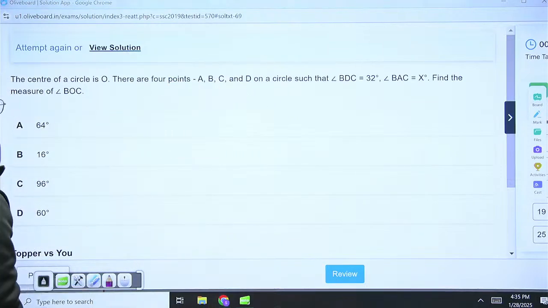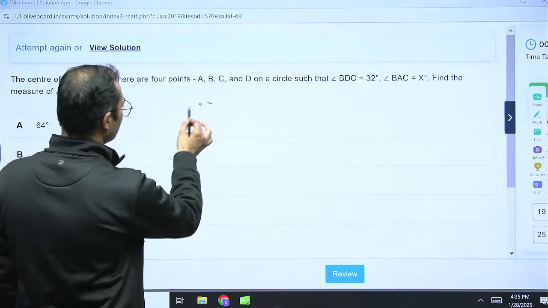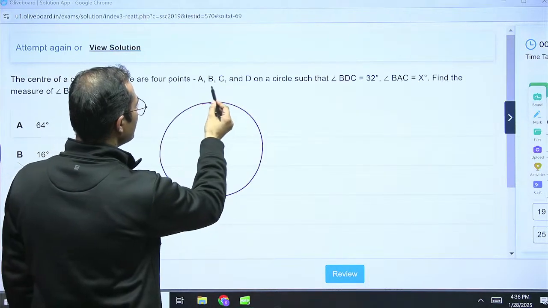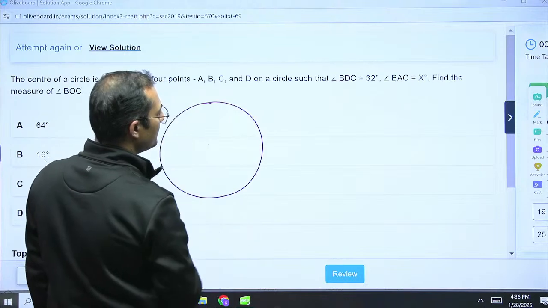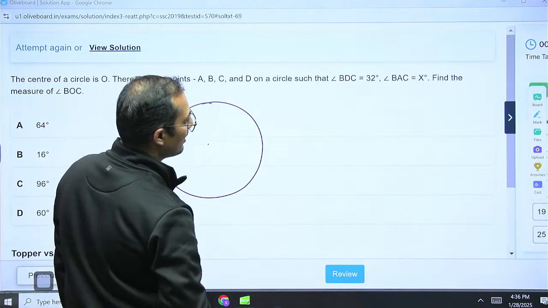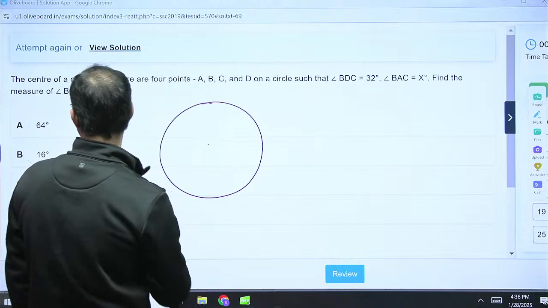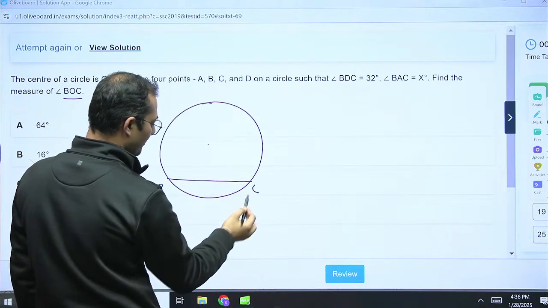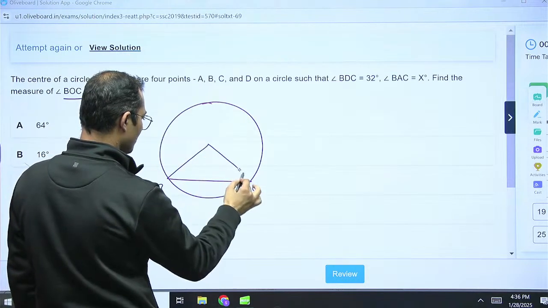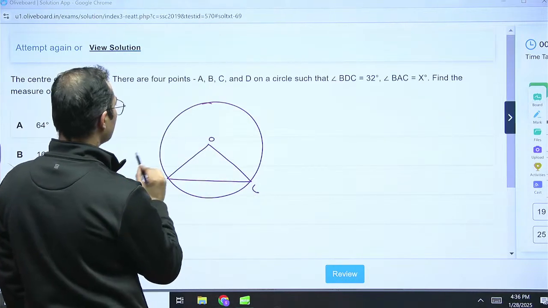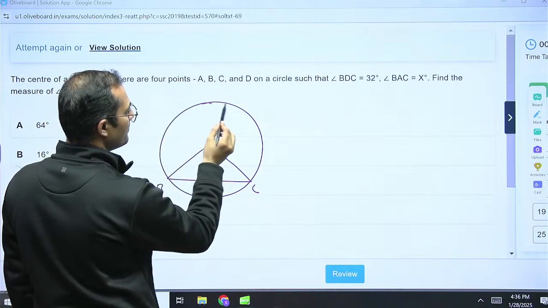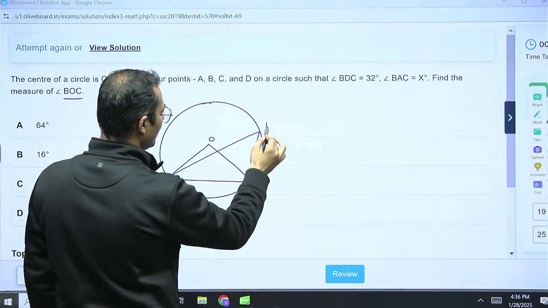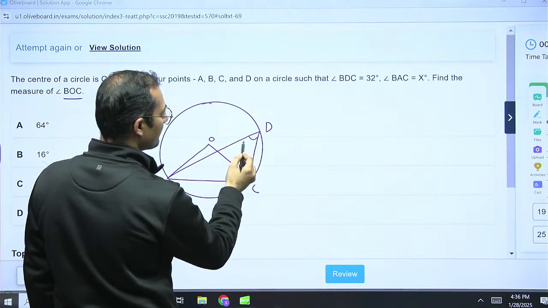Question number 21. See, the center of a circle is O. Okay, this is the center of the circle, and ABCD on a circle such that BCD is equal to 32 and BAC x degree, and find the value BOC. See BOC, so these are the points of chord and O is the center, right? So this is the situation. So the remaining are, let's say, BDC is 32. So I take D is here, okay? So BDC, this is the circumference angle, right?